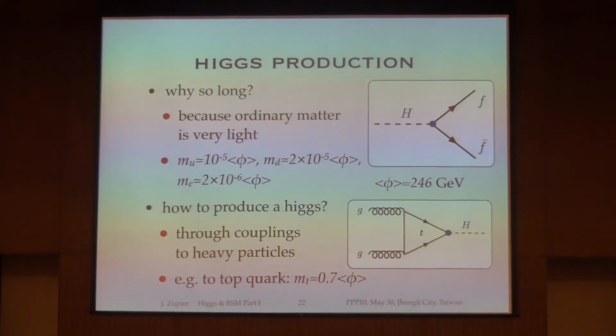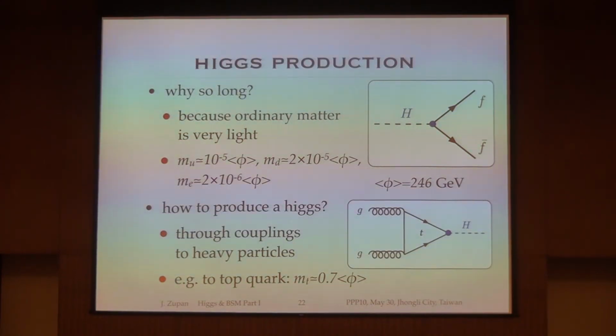So now let's look at the masses of the stuff we're made of: the U quark, the D quark, and the electron. In terms of this Higgs vev, the couplings are exceedingly small. You see that it's 10 to the minus 6, 10 to the minus 5 or so. So if you want to produce a Higgs starting from the protons, so the U and the D quarks, well, you have to do something else. Well, what can you do? You have to couple to heavy particles, like the top quark, where the coupling is order 1.